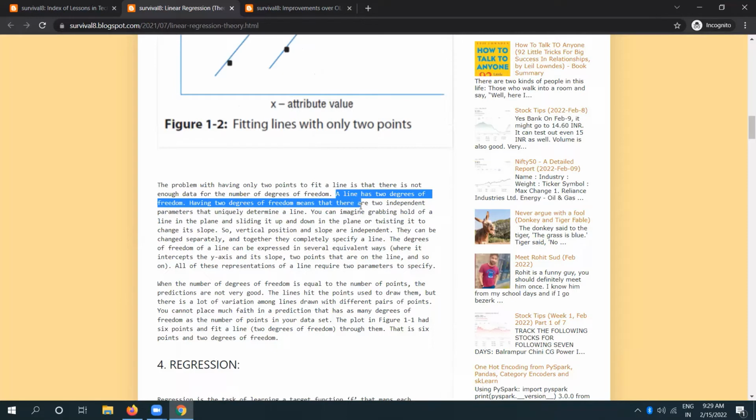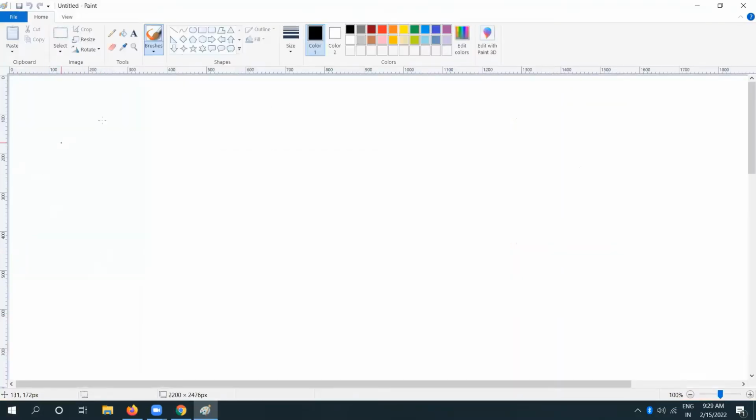So a line has 2 degrees of freedom. Having 2 degrees of freedom means that there are 2 independent parameters that uniquely identify a line: not the x-axis and y-axis, but the slope and where it cuts the y-axis. C and the m. Like if this is the c, where it is cutting the y-axis, and this is m, whatever the angle, this angle is theta.